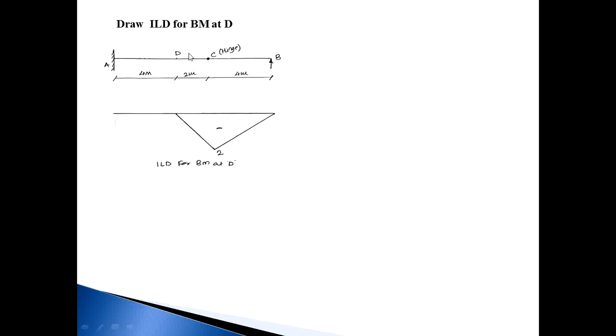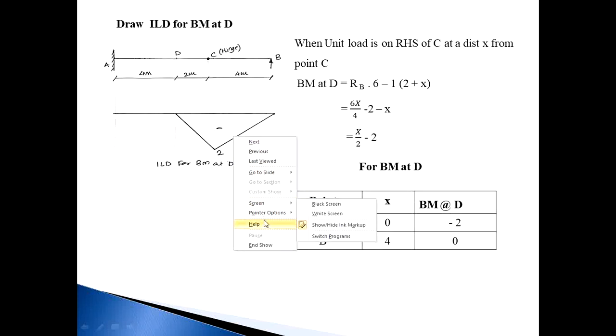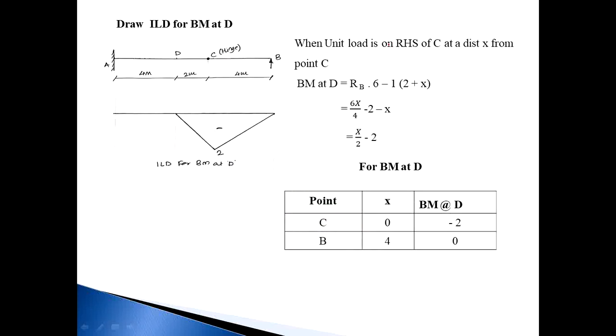Then next, ILD for bending moment at D. First, once again, the unit load is on RHS of C. This is the unit load 1 at a distance of x from point C. So bending moment at D is equal to RB into 6, this is 4 plus 2, that is 6, minus 1, this is the unit load, into 2 plus x.